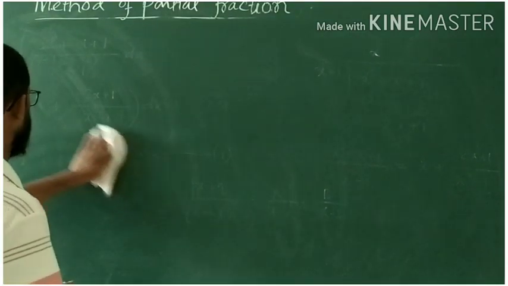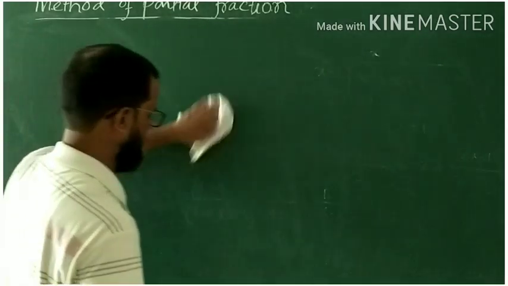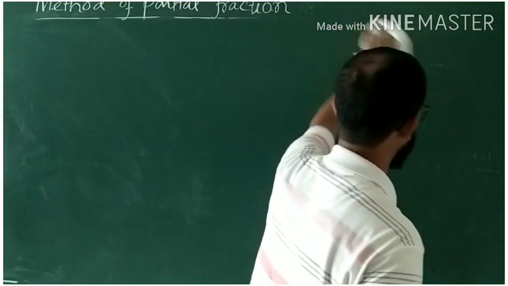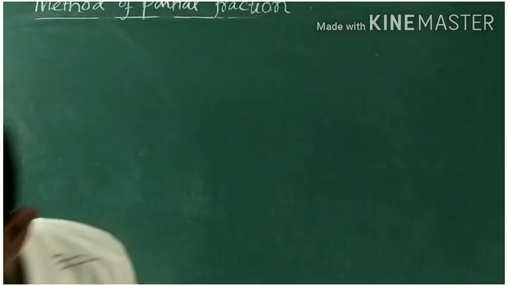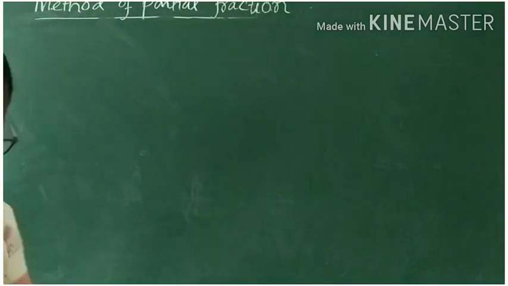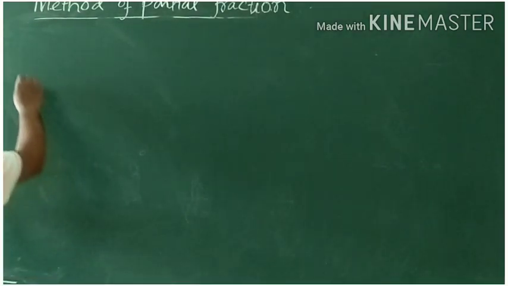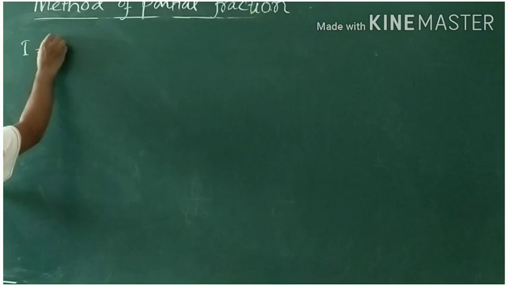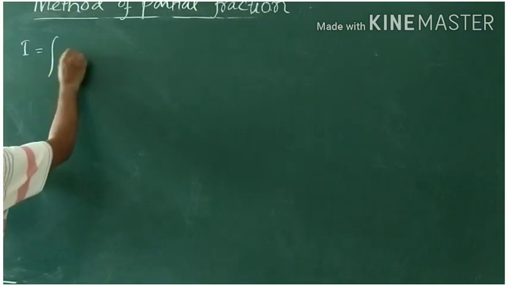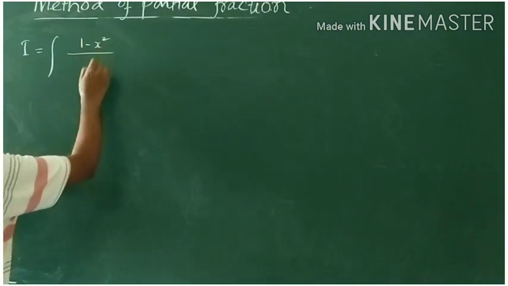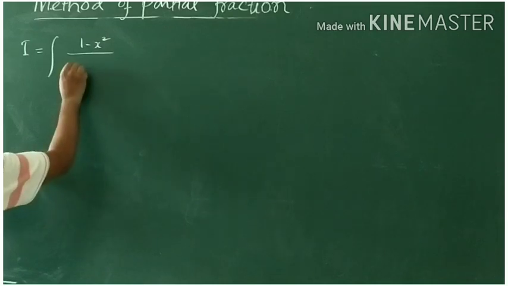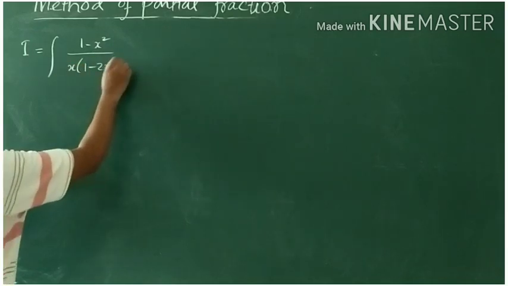The next question I am going to solve, this is an important one. In this problem I use a trick here, so just follow my class, the I is equal to integral of (1 minus x square) by x into (1 minus 2x) dx.